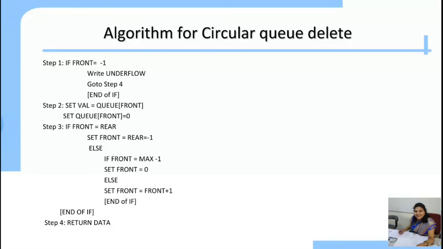So in step 2 what are we doing? We are storing the value to be deleted into the val variable, and with q of front is equal to 0 we are deleting the element, and in step 3 we are adjusting the front. So there are 3 cases. If front is equal to rear, we set front and rear equal to -1. Otherwise, if front reaches the last location, that is front is equal to max -1, then we set front is equal to 0. Otherwise, we increment front by 1. So let us implement the circular queue delete function with the help of this algorithm.